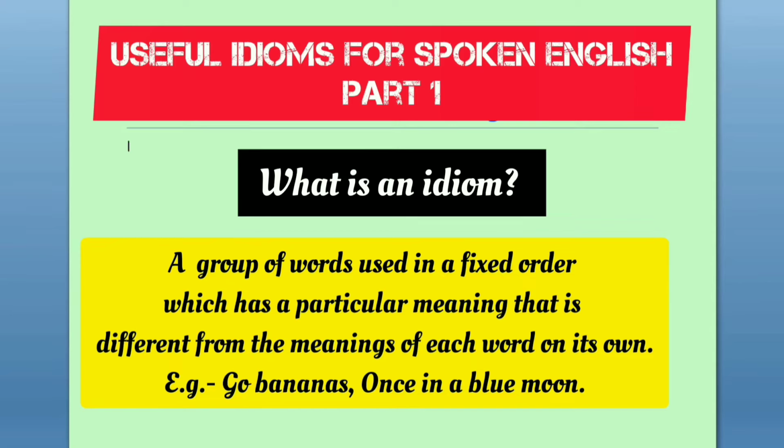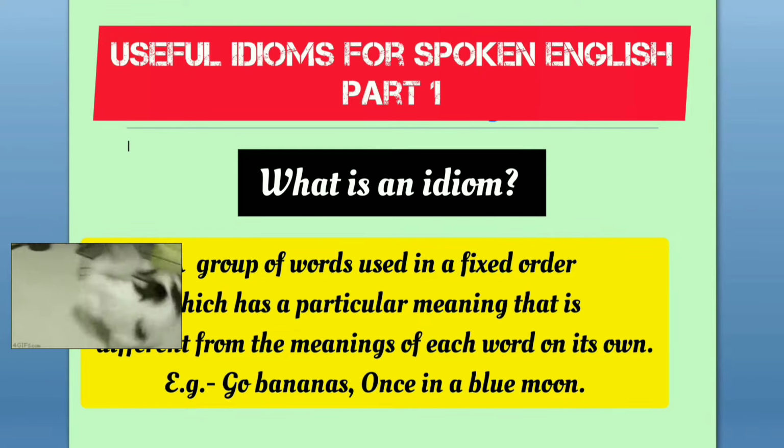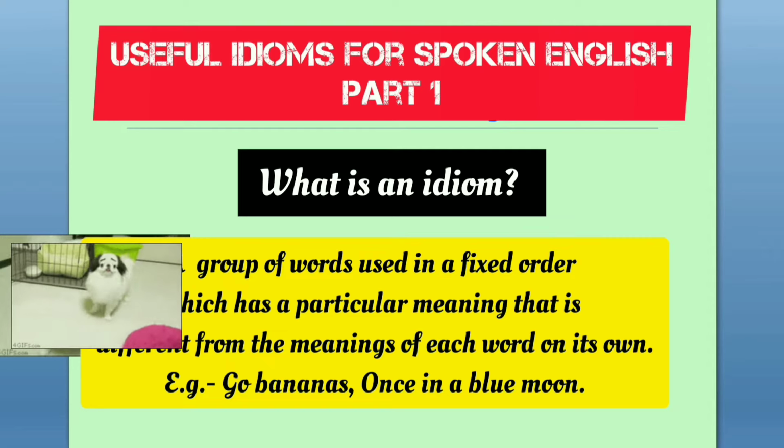As you see on your screen, some examples are given. The first one is go bananas. Okay, go bananas, right? So these two words are used to signify that someone is going crazy. So go bananas means to go crazy. That's the meaning of this idiom, go bananas.